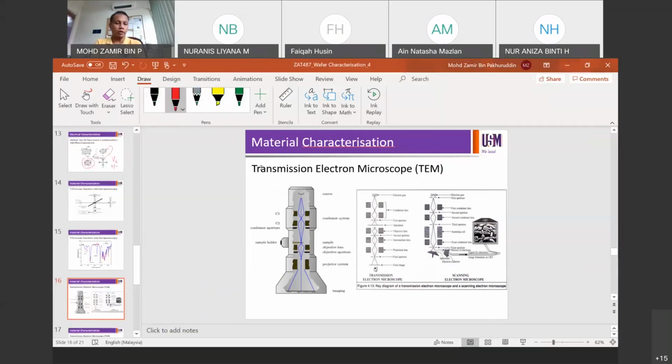Maybe you have never used TEM. TEM is a more advanced version if you compare to SEM. SEM is already advanced, but with TEM you can point to the particle level. Has any one of you ever done quantum dots before? Quantum dot FYP? Anyone? None? Not from this group maybe?